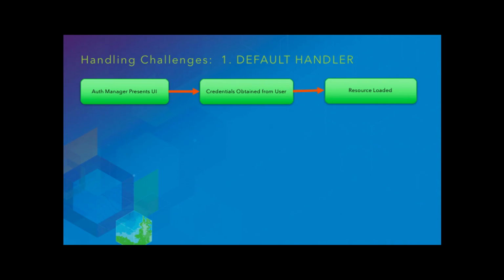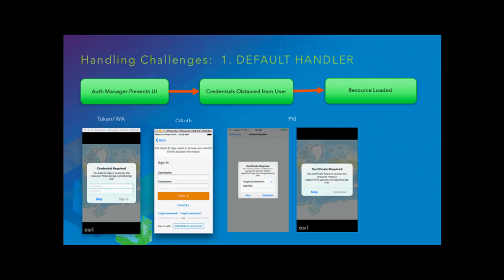First, default handler. In this case, the authentication manager, in addition to creating a challenge for you, also creates and presents the UI for the user to provide credentials. This is how it's going to look, like a username password field for token secured, an OAuth page, or even a list of PKI client certificates that are in the device. And all this is done with no extra code in your app. Once the user has supplied credentials through one of these means, authentication manager is also responsible for loading the resource.